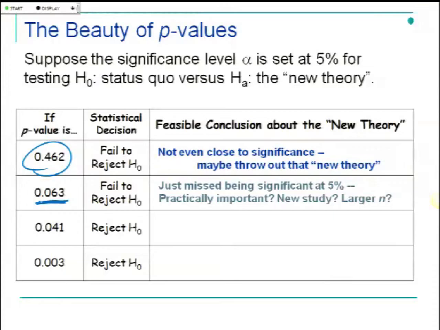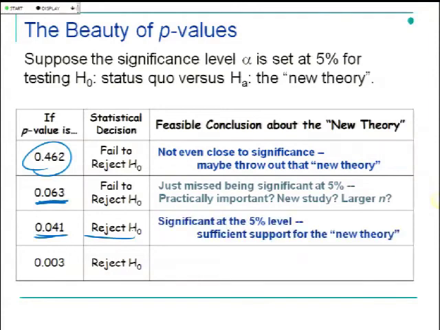And then if you sit just on the other side of 0.05, of course, you have crossed that cut, how much evidence you need, and you are significant at a 5% level. There's sufficient support for that new theory.